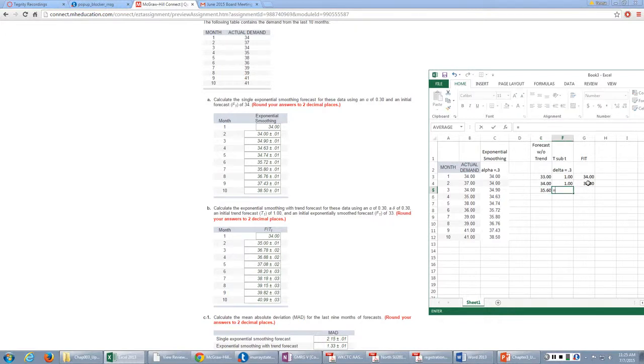So our forecast without trend would be 35.6. Our trend factor is going to be our trend factor from the previous time period plus our delta, which is 0.3, times the difference between our current period's forecast and our previous period's forecast, which included the trend. When I add those two together, it gives me 36.78.